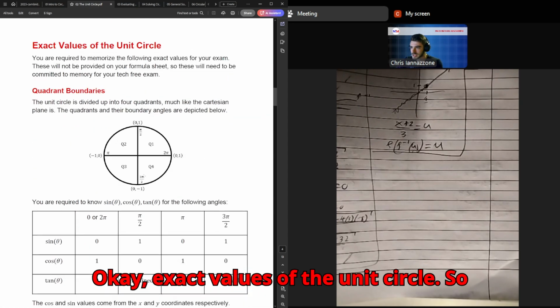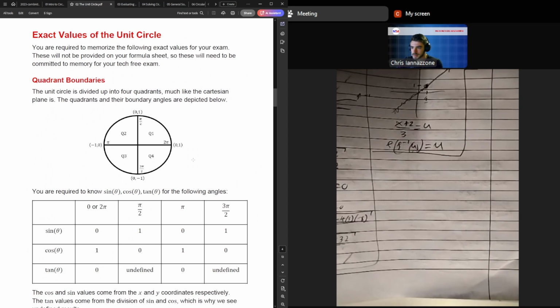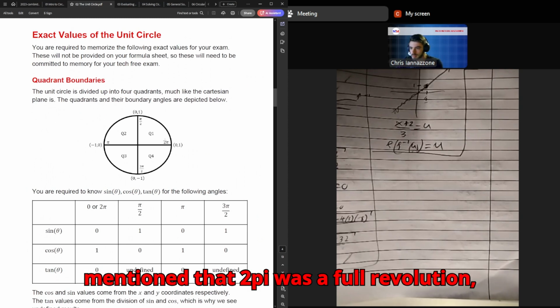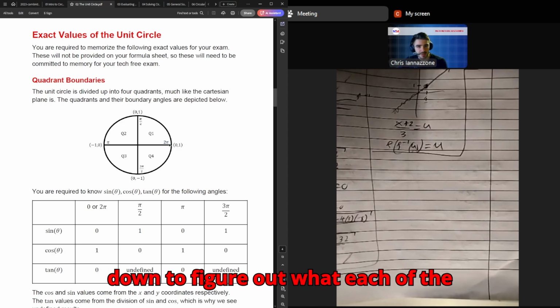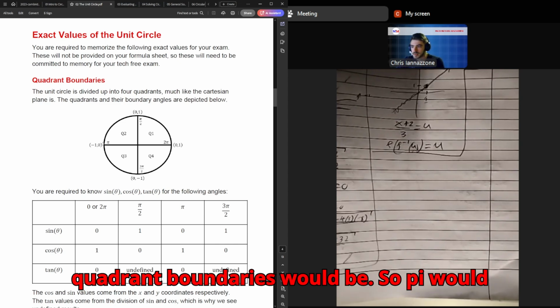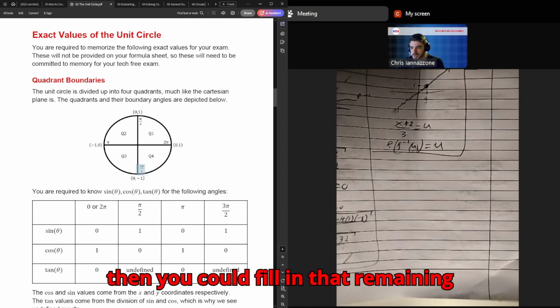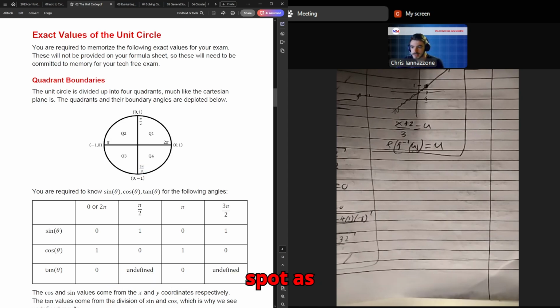Okay, exact values of the unit circle. So the first thing we'll look at are the quadrant boundaries themselves. I mentioned that 2 pi was a full revolution, and so you can break that down to figure out what each of the quadrant boundaries would be. So pi would be half, pi over 2 would be a quarter, and then you could fill in that remaining spot as 3 pi on 2.